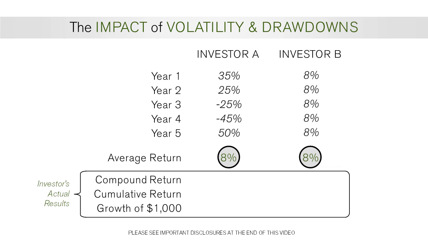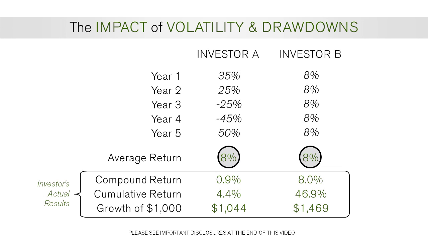Now, does this mean that they ended up with the same amount of money at the end of the day? Absolutely not. In fact, when Investor A's annual returns are compounded over the 5 years, the end result is a realized return of only 0.9% annualized and 4.4% cumulative for the entire period. Meanwhile, Investor B's cumulative results were over 10 times greater at 46.9%.